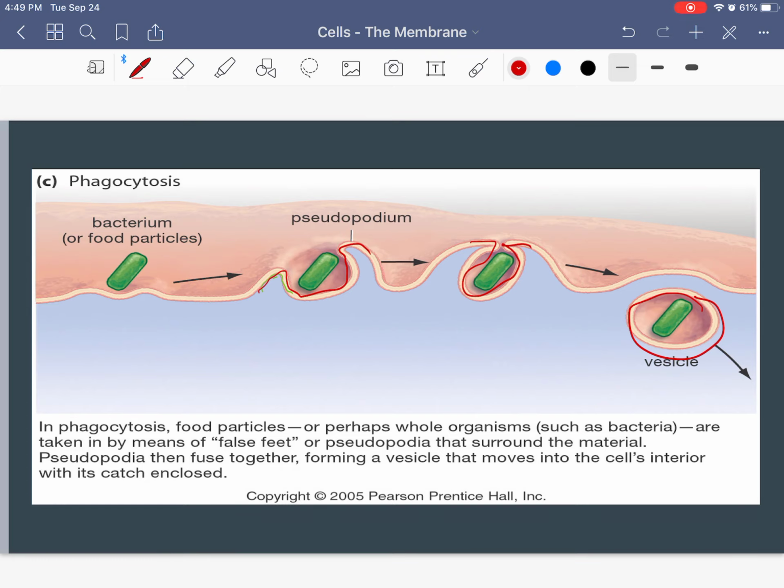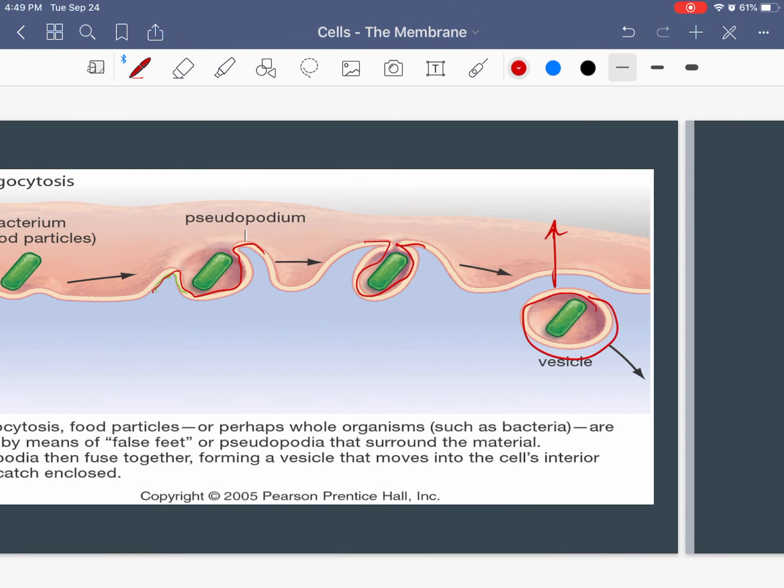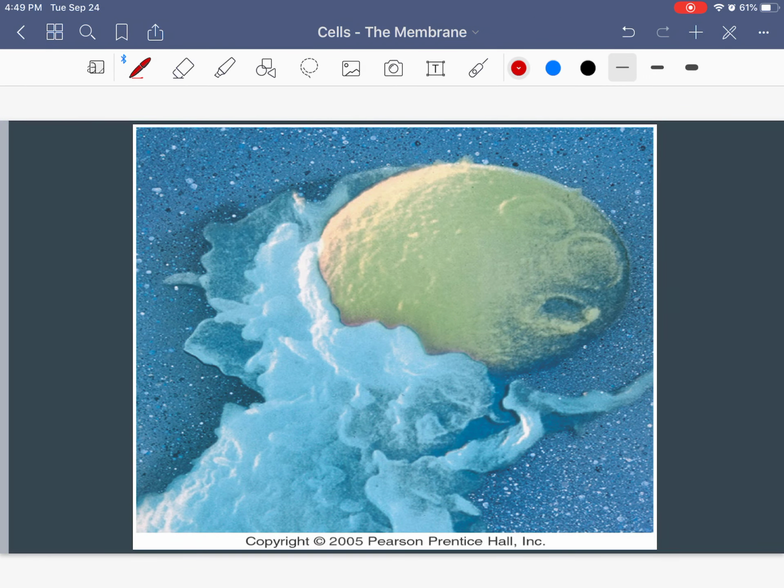Now, this is one of the ways our immune cells will protect us from these bacteria, is that they'll actually engulf them. And then some types of immune cells will then take the parts of that bacteria and display them on the surface of the cell so that other antibodies can recognize that and then attack. It's kind of a vicious process, honestly.